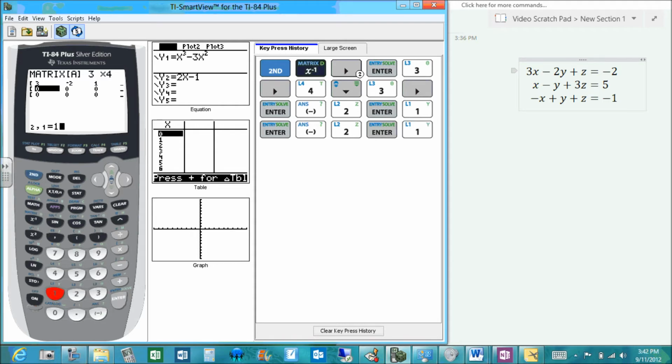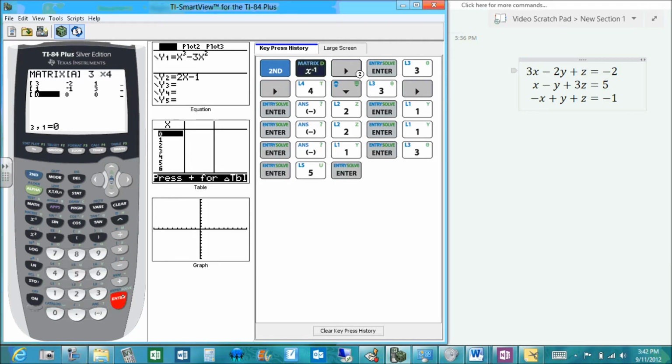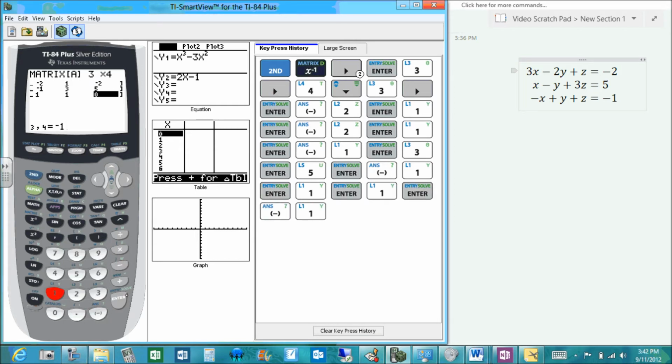So it's 1, enter, minus 1, enter, 3, enter, 5, enter, and then negative 1, enter, 1, enter, 1, enter, negative 1. Okay, enter. So now we've got the information stored in the matrix. And so the way we can get this thing to solve the equation is, we quit out of this, so second mode gets us to quit. And then we want to go back into matrix this time.